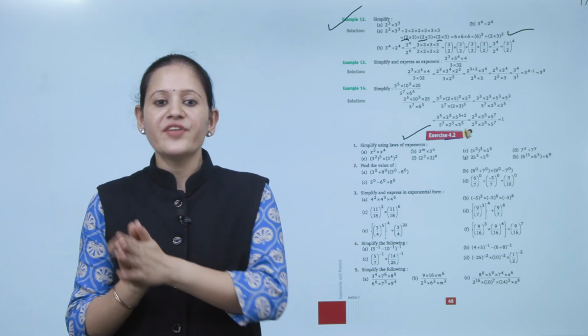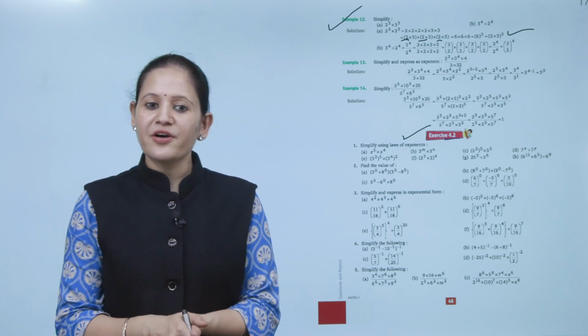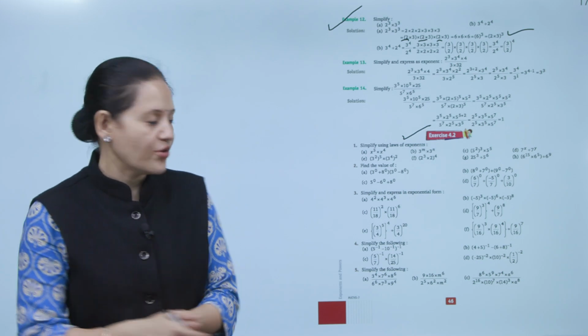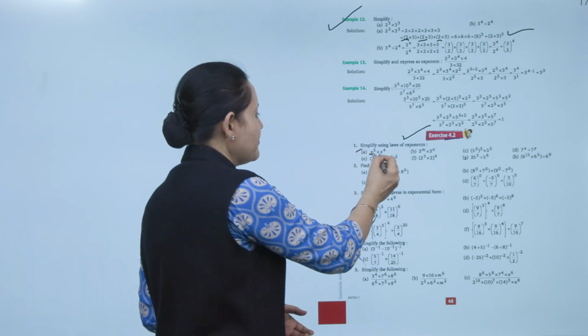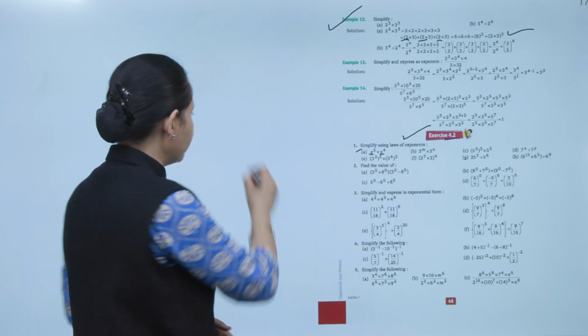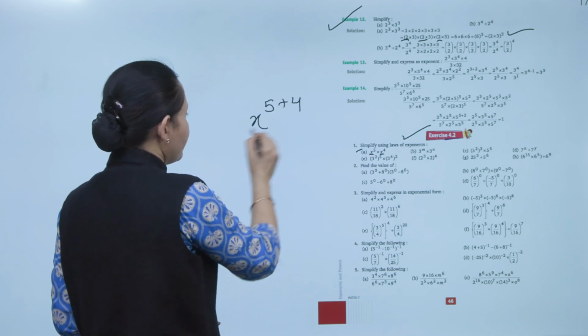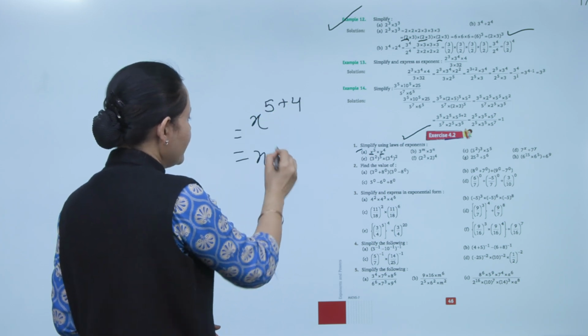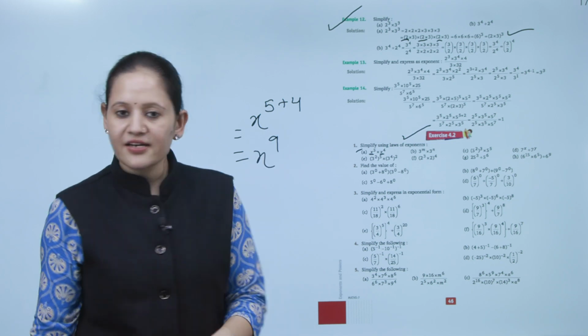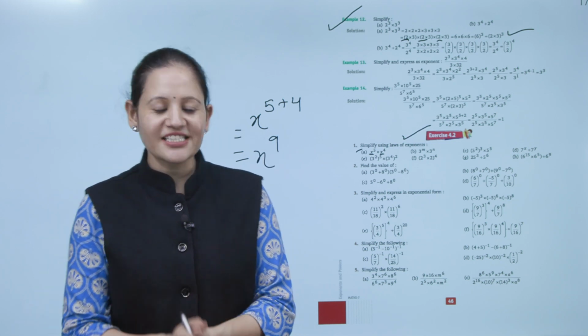Simplify using the law of exponents. First is x to the power 5 multiplied by x to the power 4. Here the bases are the same, so we simply add the powers. That is equal to x to the power 5 plus 4, which equals x to the power 9. Clear? Practice all the questions of this exercise.